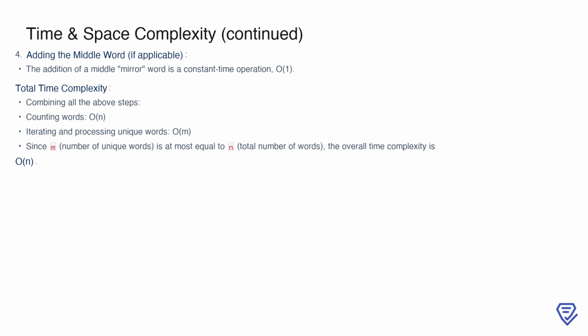Combining all the steps, the total time complexity is primarily determined by the counting of words, which is O(n), and the iteration over unique words, which is O(m). Since the number of unique words m is at most equal to the total number of words n, we can simplify the overall time complexity to O(n). This efficient reduction ensures that the algorithm is scalable even for larger inputs.